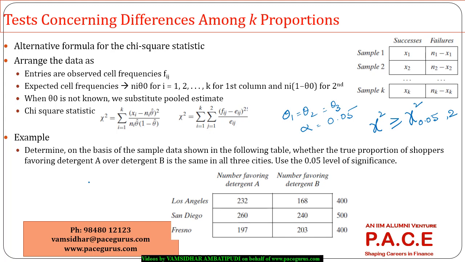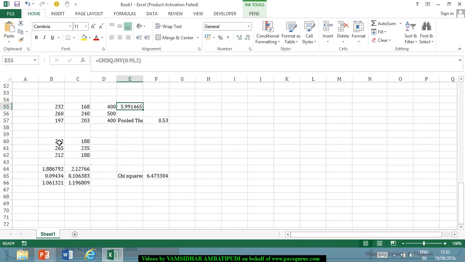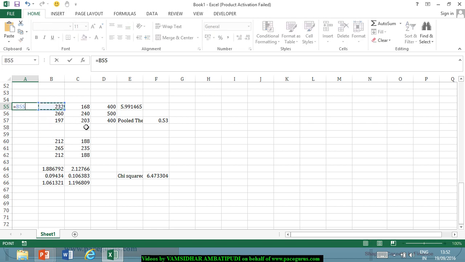There is some level of significant difference among the people who are favoring detergent A versus detergent B in each of the cities. If you look at the proportions, here it is 232 by 400, almost 58% of people are preferring detergent A, whereas here it is only 52%, and here it is around 49%. So the difference is not more or less similar.